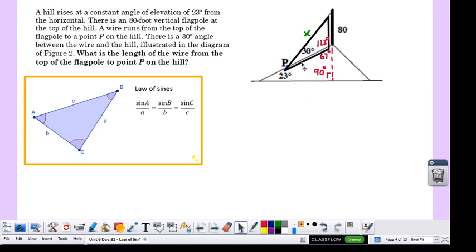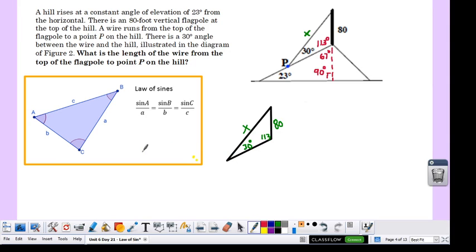So what we want to try and do is take that image and pull that image out, and then fill in some of the missing pieces here. We've got an x measurement, and then a 30-degree angle and a 113-degree angle, and then an 80-foot length. This is a non-right triangle, but we can use the law of sines now to try to find a missing side length.